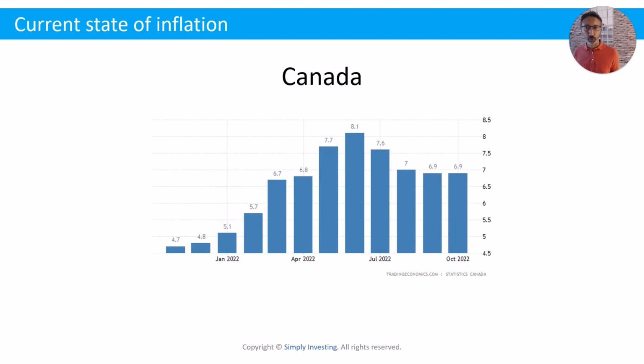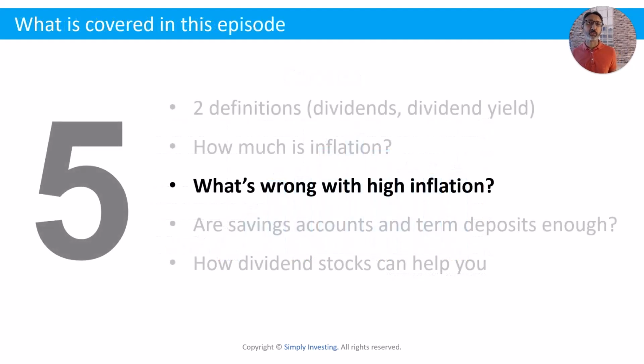Again, on the screen, we're showing you the numbers for the last couple of months, pretty much the last 12 months. The most recent number is 6.9. So inflation in Canada is 6.9%. In the US, it's 7.7. So roughly 7.2% across the 2 countries. So now, what's wrong with high inflation?